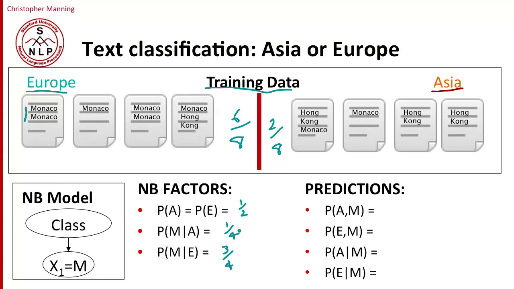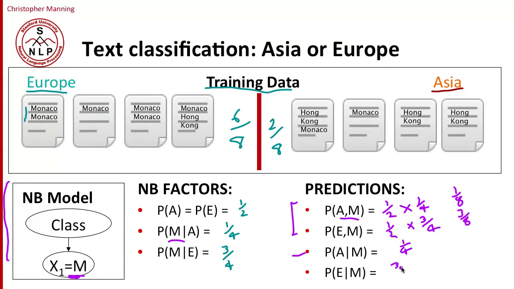Now let's suppose we've built our naive Bayes model and we're going to classify a document. Here's our picture of the naive Bayes model, and for this particular document the only word from our vocabulary that appears in it is Monaco, that appears once. So what does our model predict? For the joint probability of Asia and Monaco, we've got the prior probability of Asia, that's a half, times the probability of Monaco given Asia, which is 1/4. Then the joint probability of Europe and Monaco is the prior probability, a half, times 3/4. To work out the posterior probabilities, we take each of these terms divided by the sum of the 2 to normalize it. For Asia we have 1/8 over 1/8 plus 3/8, which gives us 1/4. And for Europe we take 3/8 over 3/8 plus 1/8, which simplifies down to 3/4.